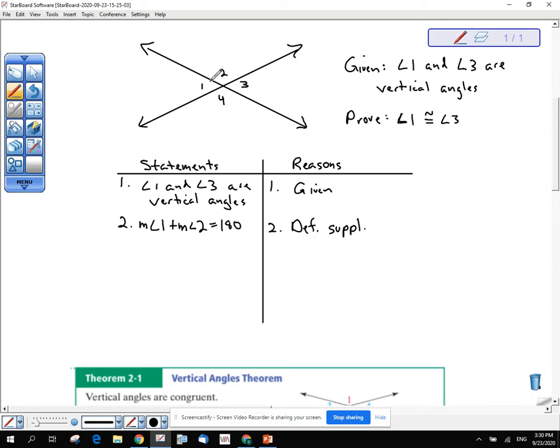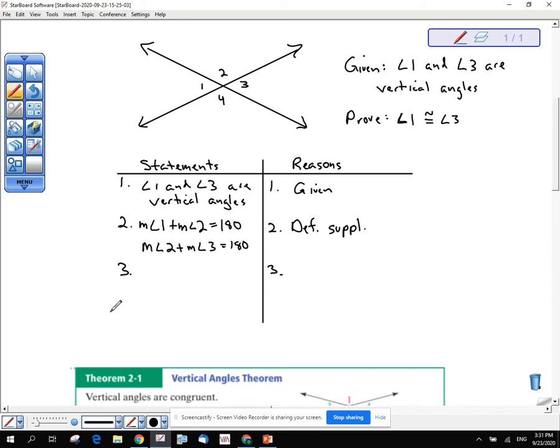Because 1 and 2 are supplementary, I can add them up and set them equal to 180 by the definition of supplementary. Wouldn't angle 2 and angle 3 be that for the same reason? Now, if you want to put line 3 here, then you would have to put a 3 here and say definition of supplementary again. Since it's for the exact same reason, I just put them both under line 2 and then just justify it one time, and we'll have a 3 down here.